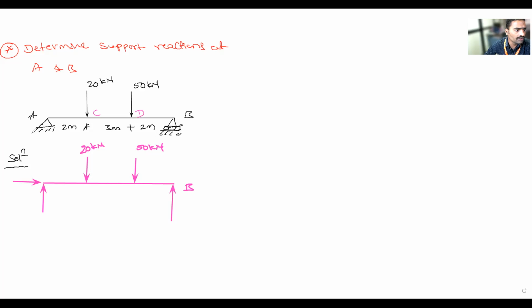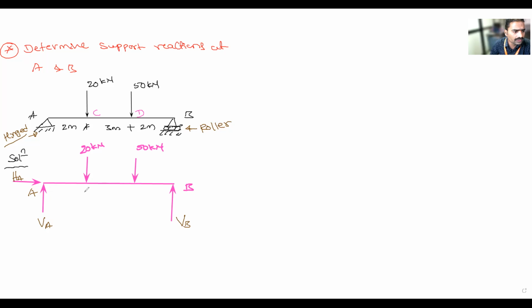So this is which one? Hinged. It is not necessary to write, I am writing it for your understanding. This is roller. So I will take vertical reaction, it is VB. This is A support. I will take vertical reaction as VA and horizontal as HA. So the horizontal reaction at A point is HA, the vertical reaction at A is VA, and the vertical reaction at B is VB.